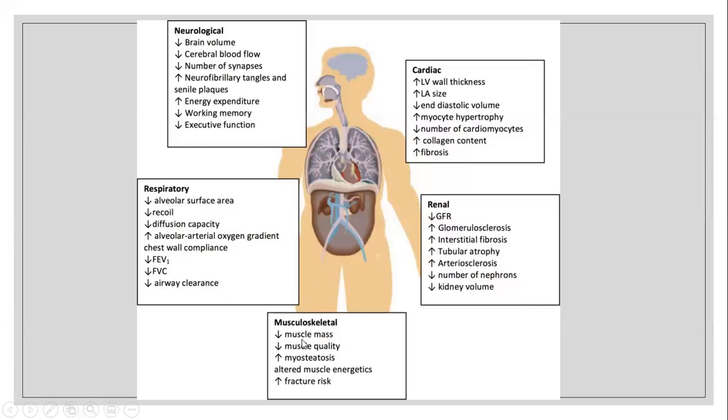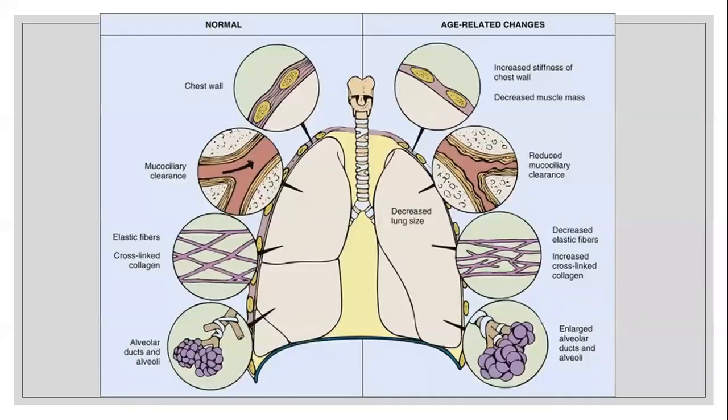Musculoskeletal: decreased muscle mass, decreased muscle quality, increased myosteatosis, and increased chance of fracture. So this is all the physiological change that occurs with aging in our organ systems.